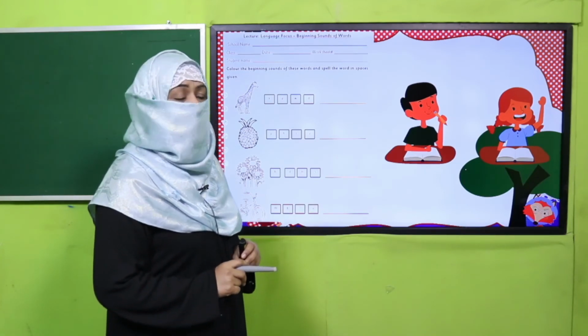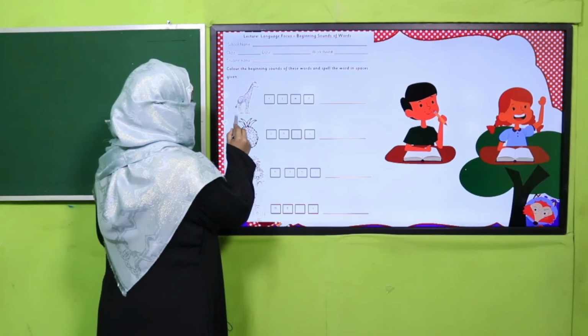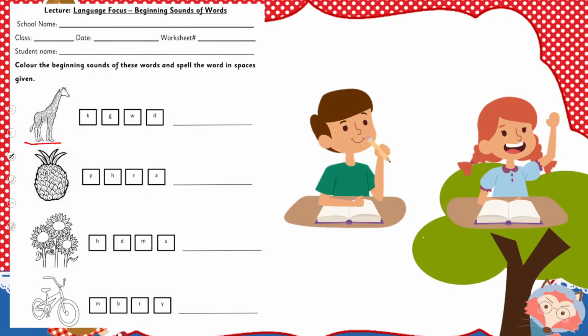And dear students, what you are going to do? You look at the picture, you'll say the word, and then you'll color the beginning sound of these words and spell words in the space. Okay? You'll first color the beginning sound and you'll write the complete word over here.